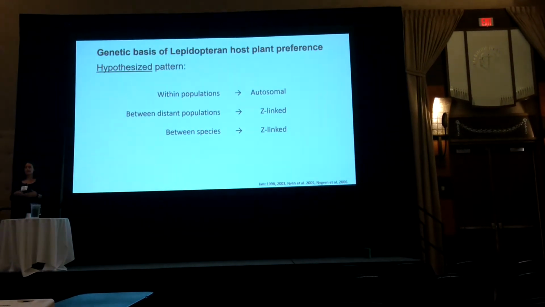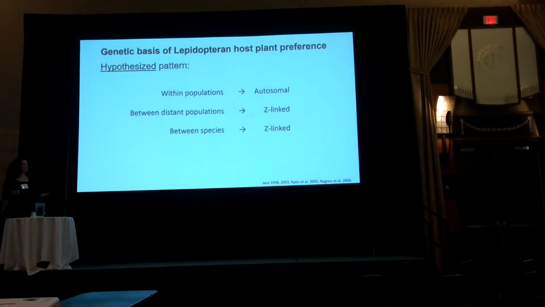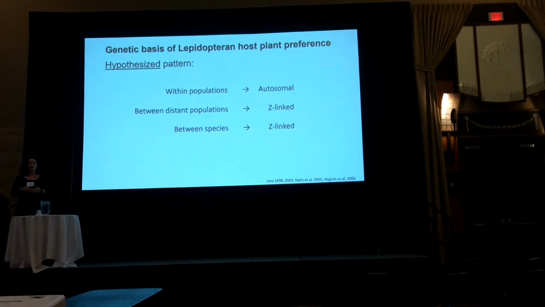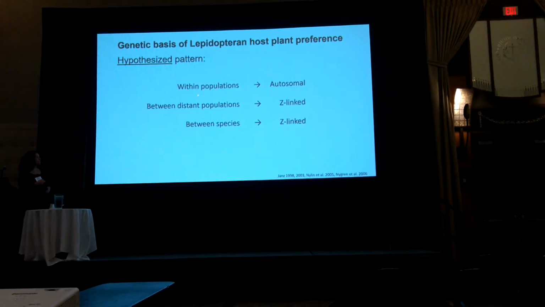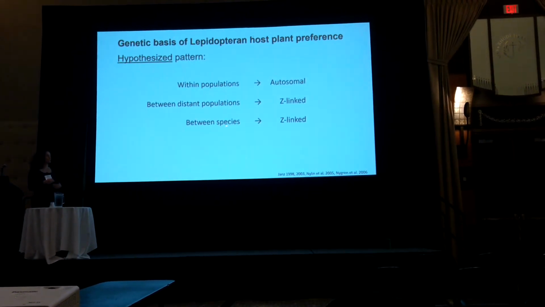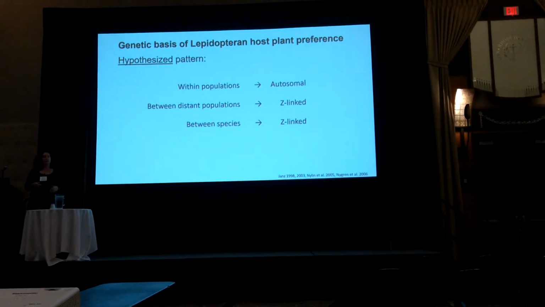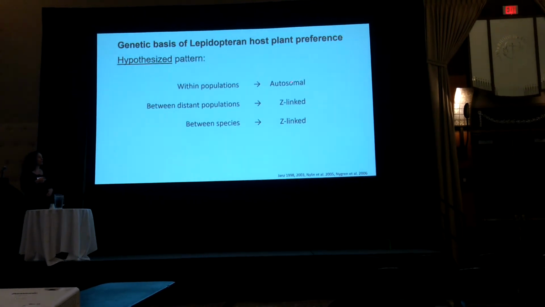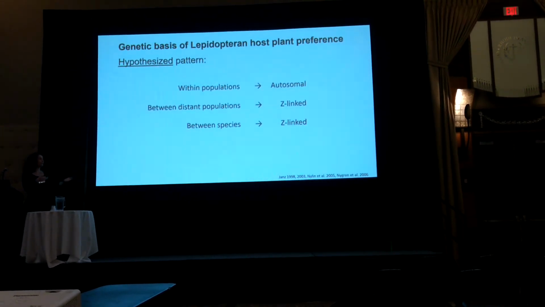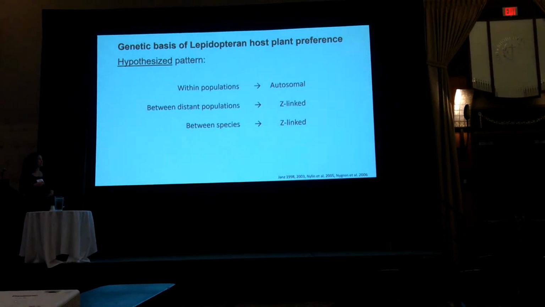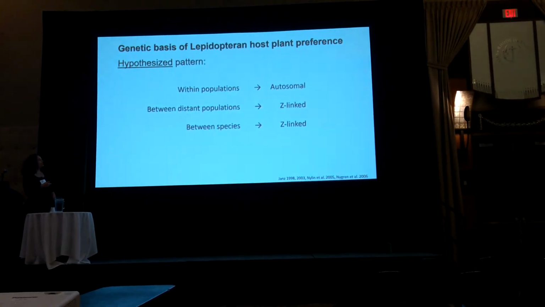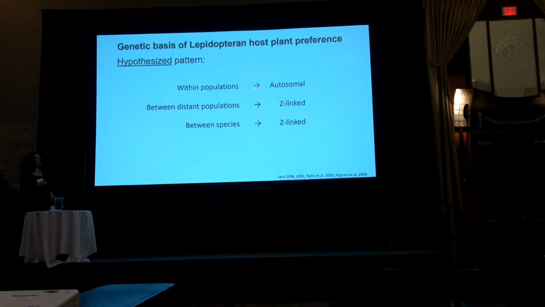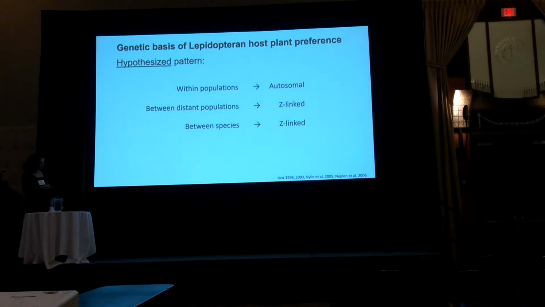one of the interesting things in the Lepidopteran literature is that there's a hypothesis surrounding the basis of preference differences within populations, between distant populations, and between species. And this overall pattern from the literature has shown considerable autosomal heritable genetic variation within populations, but that the strongest signatures tend to be Z-linked when looking between populations. So this allows us to hypothesize, perhaps, that we should see, looking within a population, autosomal genetic variation.